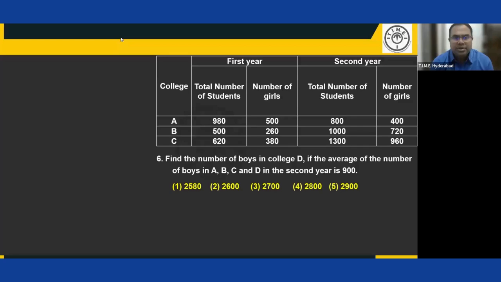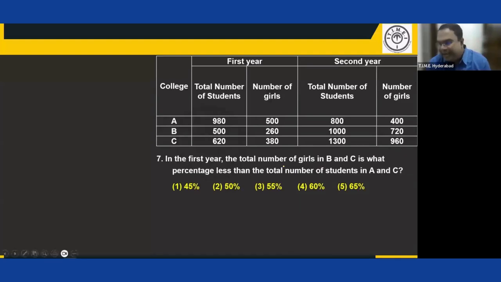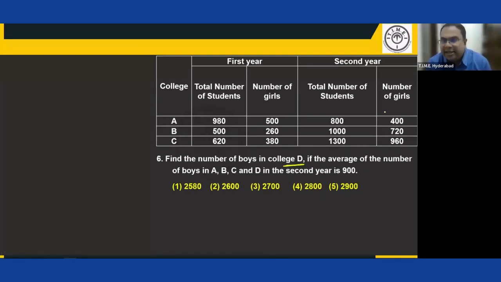So let's look at the question. Total number of boys in college D. Is college D given here? No. We don't have information about college D here. So total number of boys, Oppo, correct answer, option 1. Total number of boys in college D, if the average number of boys in A, B, C, D in the second year is 900. He's talking about second year.